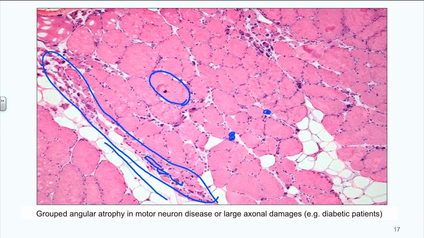Now when we see grouped atrophy, we know that it's not just one axon that is not doing its job. We know that it's a really large axon, a large trunk that is not doing its job, or the motor neuron disease. If the clinicians are sending a biopsy and telling you we suspect motor neuron disease or ALS in this patient, this biopsy would be consistent with it. But if they do not give us any information, we can tell them there is severe, chronic, grouped atrophy of denervation. We can't really tell them this is motor neuron disease versus another more peripheral disorder.